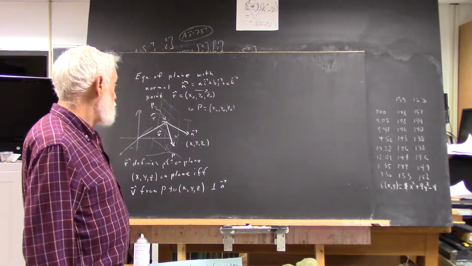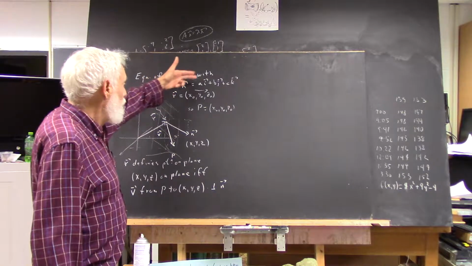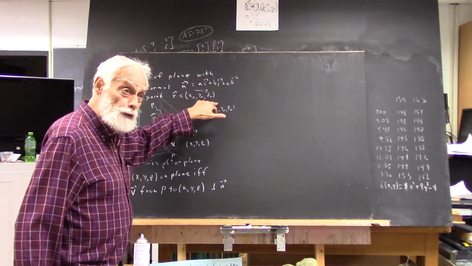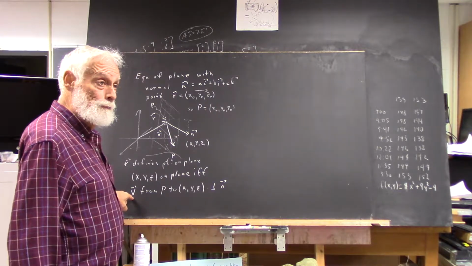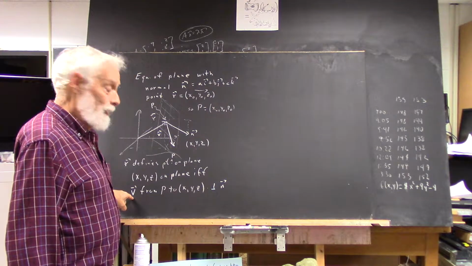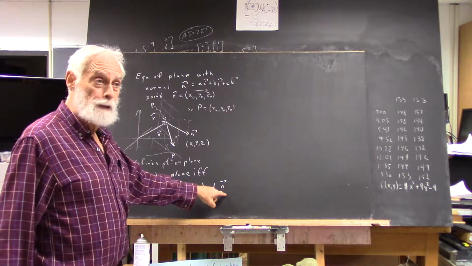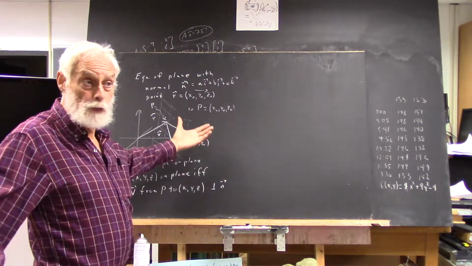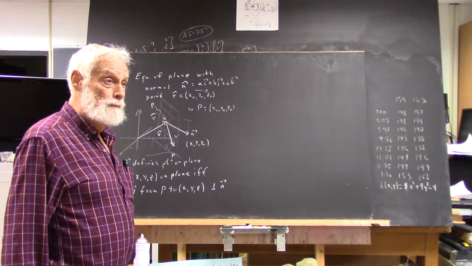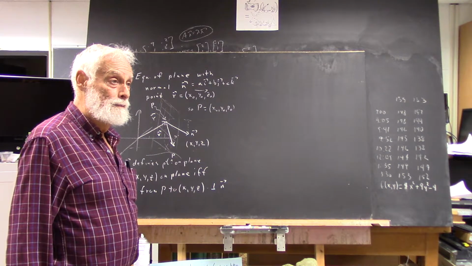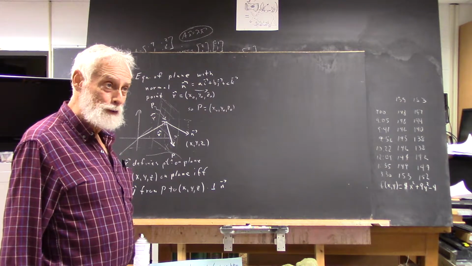Well, we want to write that as an equation in terms of A, B, C, and x naught, y naught, z naught. So can you write, first of all, the vector V, and then write the condition for V to be perpendicular to n? What's the condition for two vectors to be perpendicular? Dot product is 0. Get used to it.